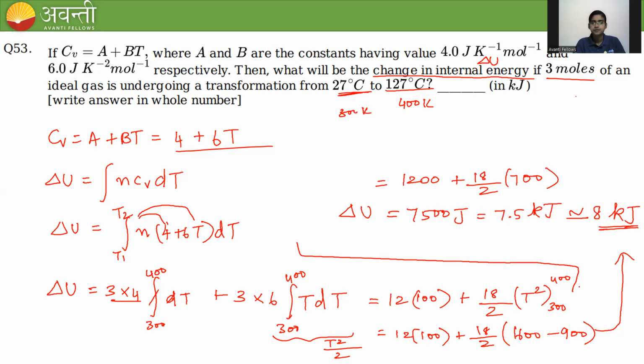Okay. We are just doing the integration here and applying the limits. So while applying the limits, first we have to apply the upper limit minus lower limit in the place of T. T is the x here.